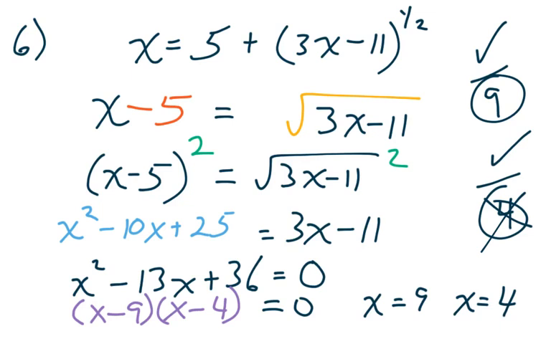You end up factoring it with an x minus 9, x minus 4, and that gives you 2 answers of 9 and 4. The only problem is 4 does not check when you plug it in because you end up getting 4 equals 6. That's not going to work. If you plug in 9, you end up getting 9 equals 9. All right, so we cross off 4, but we keep 9.